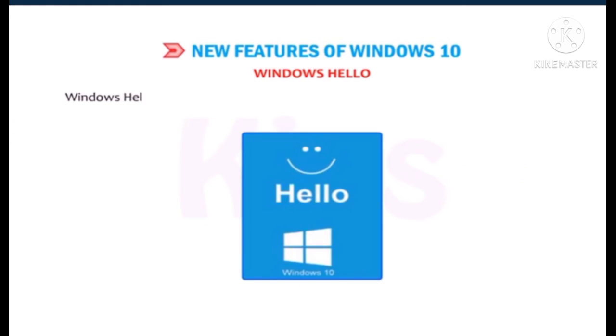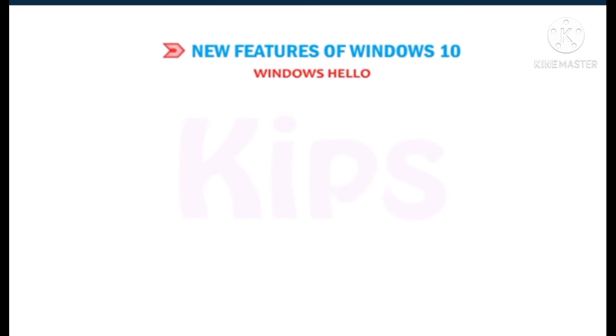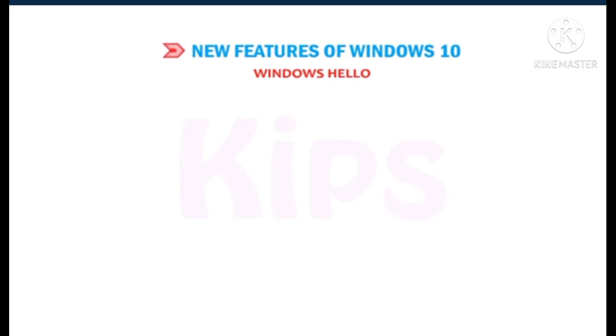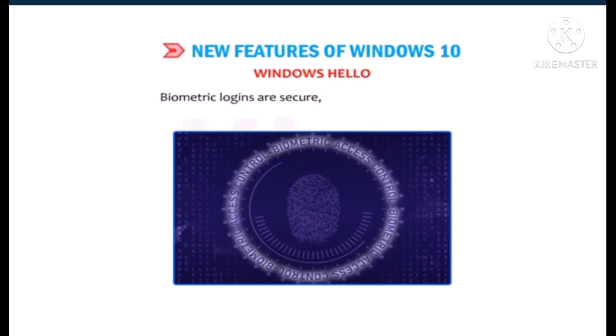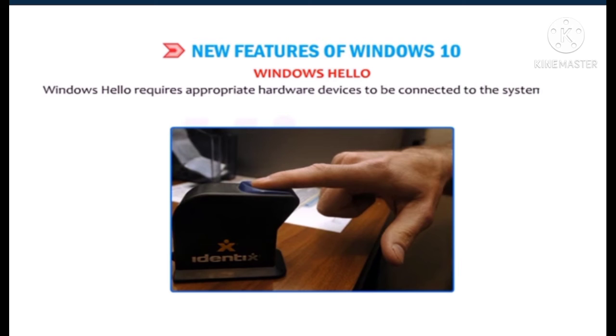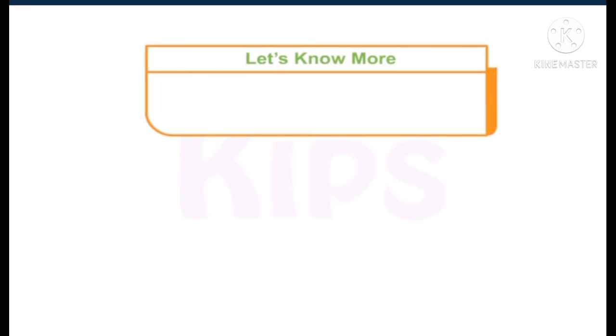Windows Hello. Windows Hello is Microsoft's new built-in biometric security system for Windows 10. It allows you to sign in to your systems using data like fingerprint, face, or iris recognition. Biometric logins are secure, fast, and easy to create. Windows Hello requires appropriate hardware devices to be connected to the system for its proper working. Let's know more.